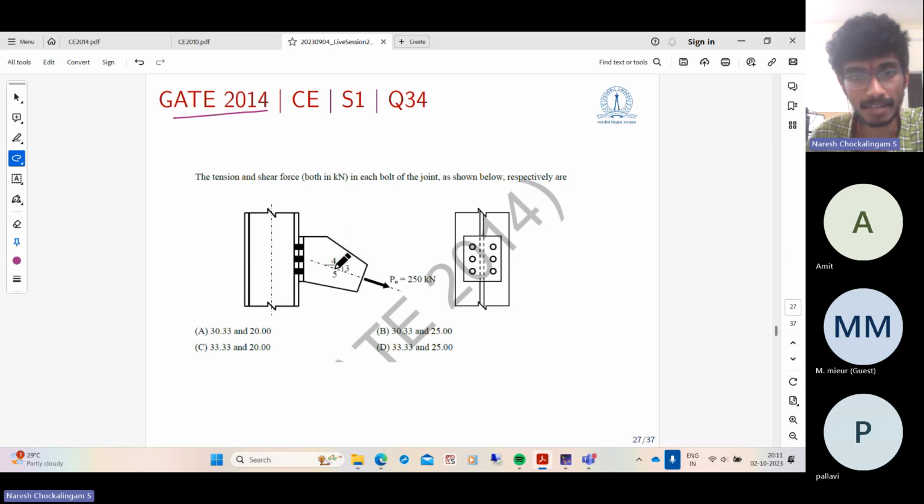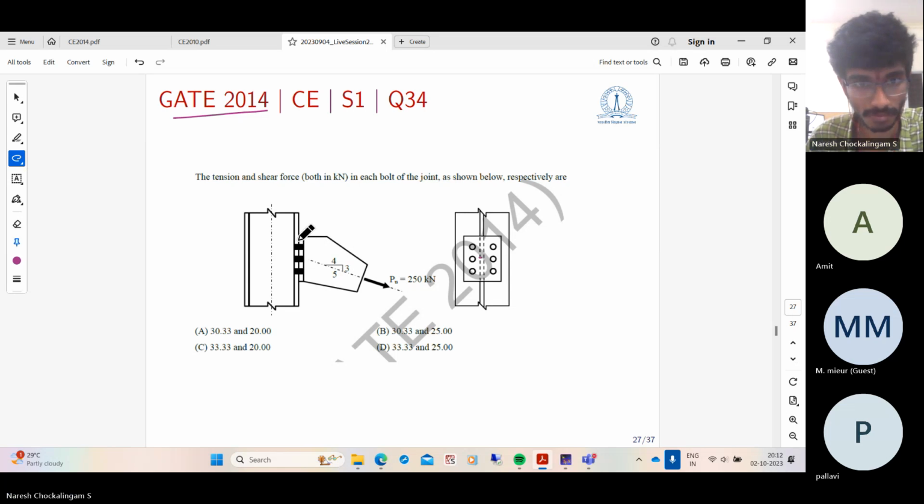So is there any moment that is transmitted onto the bolt? No. This line passes through the center of the bolt group. So there is no moment that is coming onto the bolt group. There's only a tension and shear. And as usual, shear can be assumed to be taken equally by all the bolts.